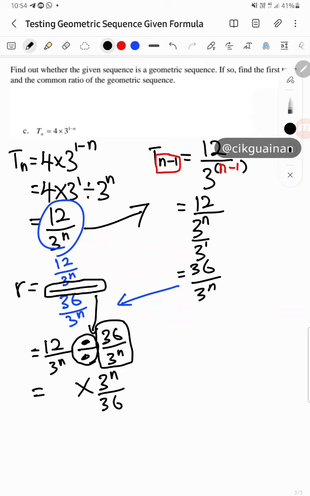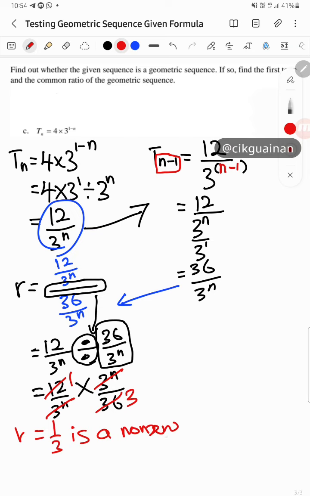And then this one is 12 over 3 power n. From here we know 3 power n here and 3 power n over there can cancel. 12 and 36 also can cancel, by division by 12. So 12 divided by 12 is 1, 36 divided by 12 is 3. So what we get is 1 over 3. This R is at last a non-zero constant.